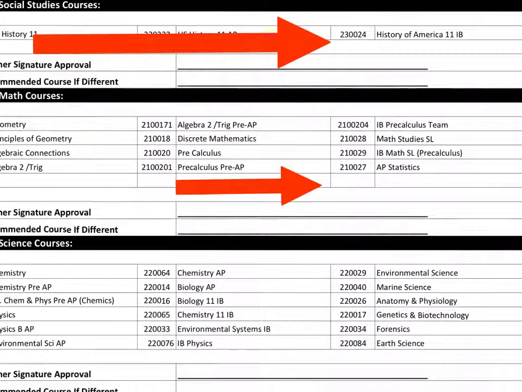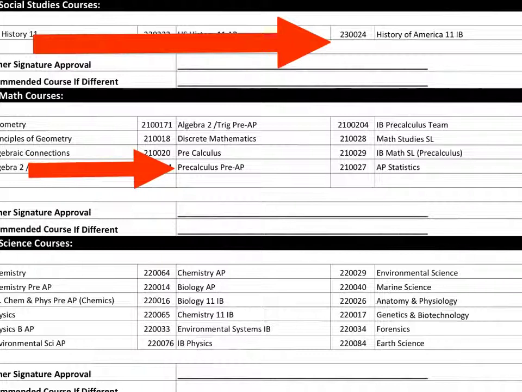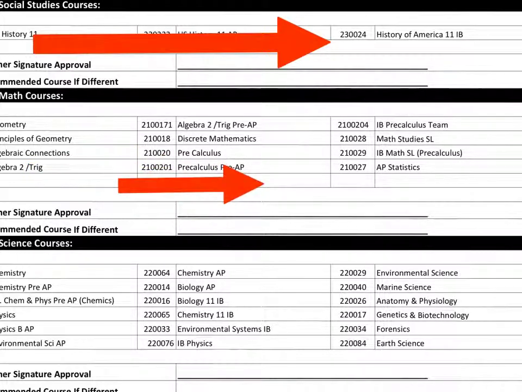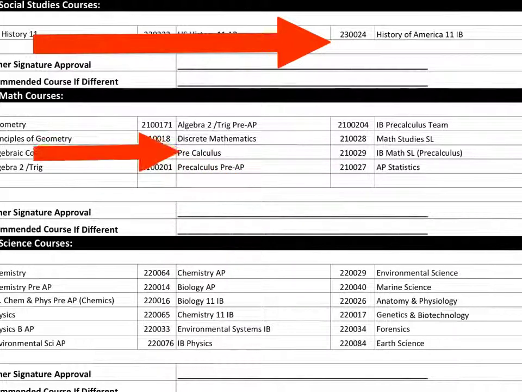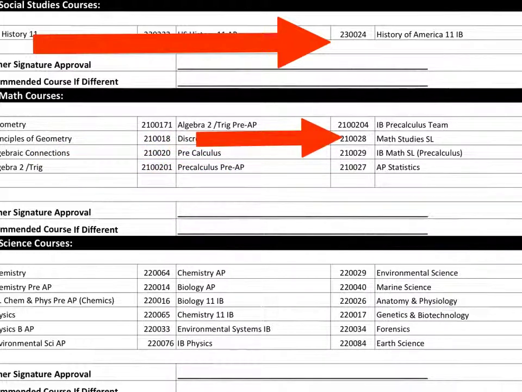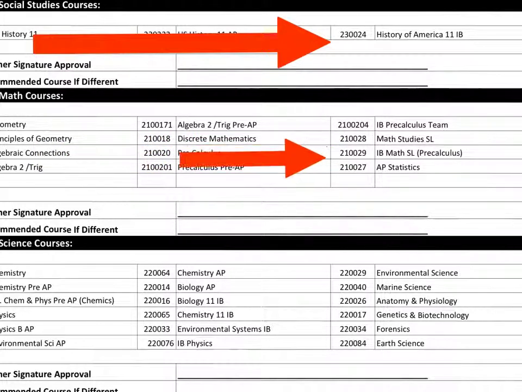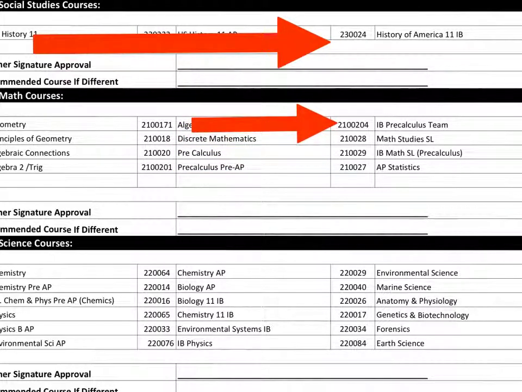But again, check with your math teacher, check with me if you have questions about this. But simply, the easiest way to do this is to align the class you would take next year, for example, pre-cal pre-AP, with the IB equivalent, which is IB Math SL. Pre-calculus, the equivalent is Math Studies Standard Level, and of course the equivalent for team is to continue in the path toward team.